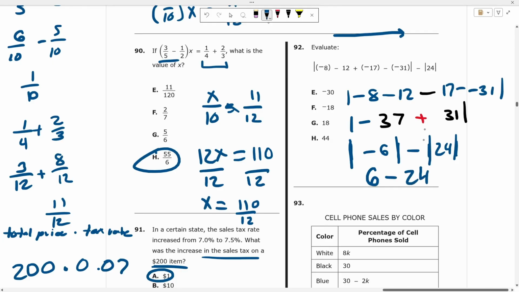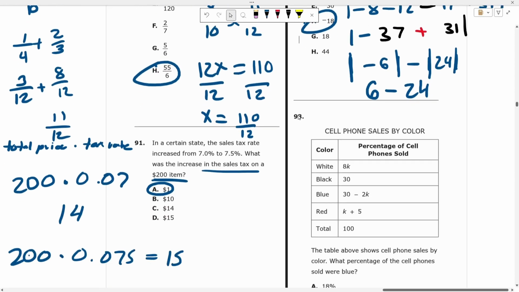Oh, but 24 was already not negative. Doesn't matter. If it's not negative, it's the same number. If it's negative, they just get rid of the negative sign. So 6 minus 24 is equal to -18, which is going to be the correct answer, or F.